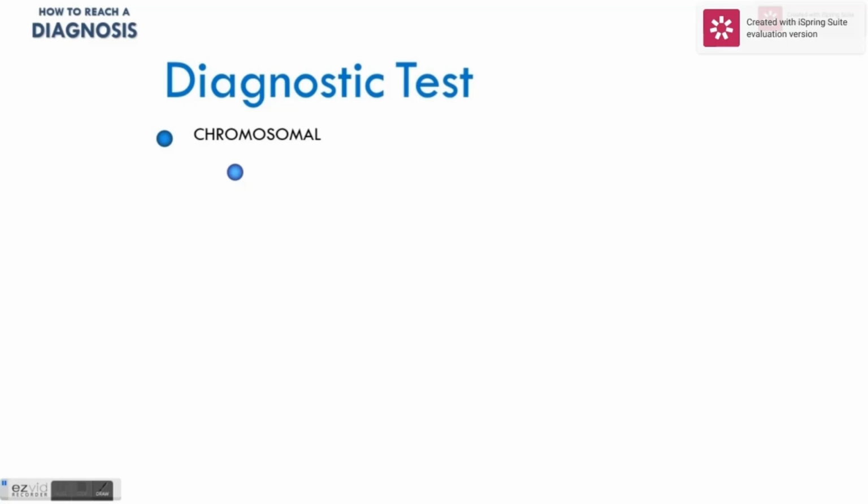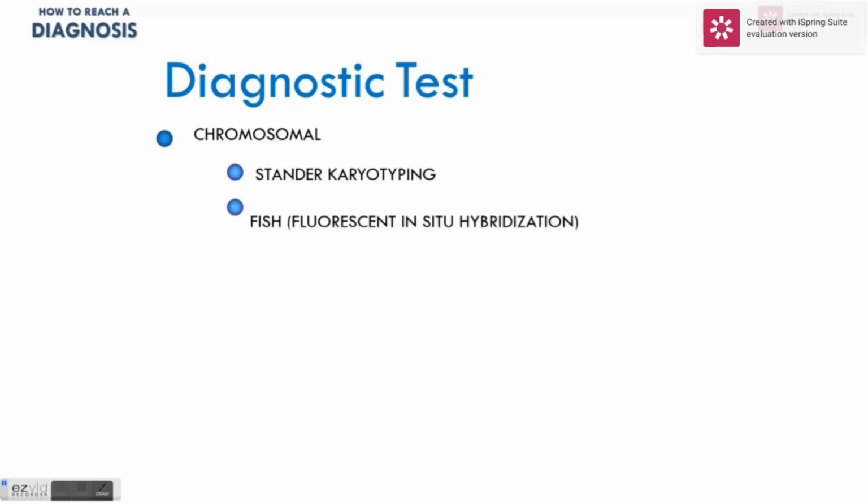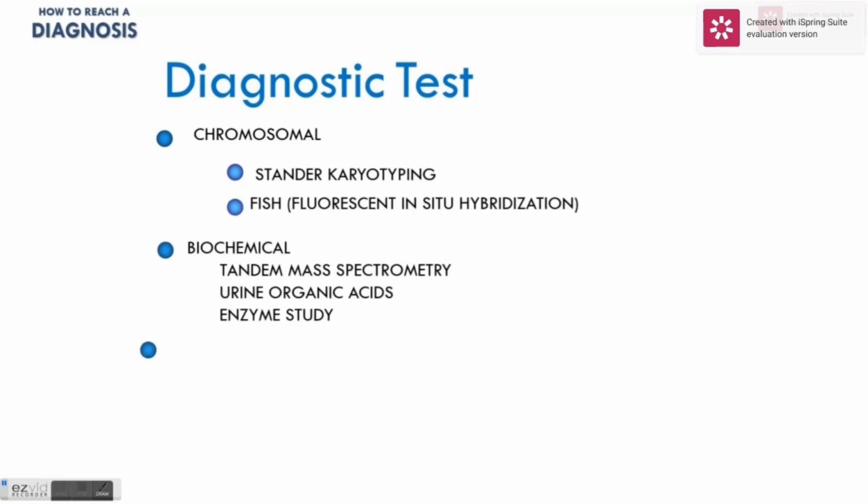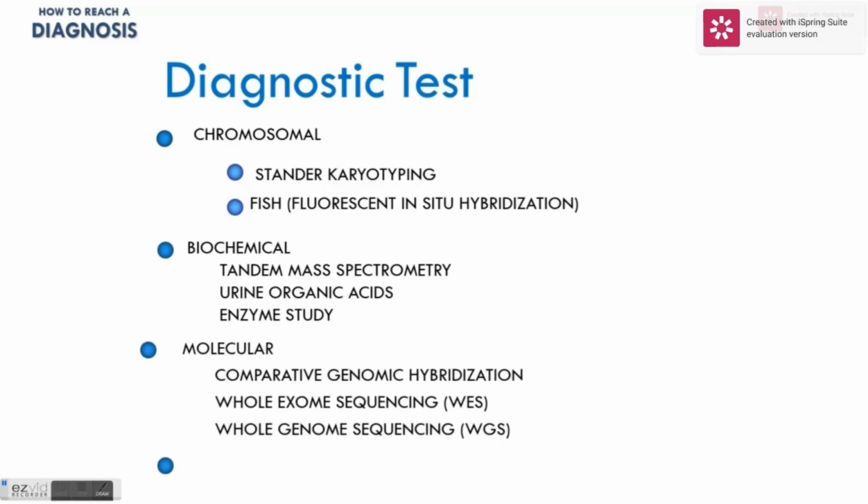Then you plan. After you recognize these findings, you plan your investigation. If you are thinking of a chromosome disorder, you do either karyotype or FISH, or you can do your biochemical investigation or molecular investigation such as CGH or WES or whole genome, or radiological investigations, renal ultrasound, abdominal ultrasound, skeletal survey, brain MRI, CK level, and other investigations based on your differential diagnosis.